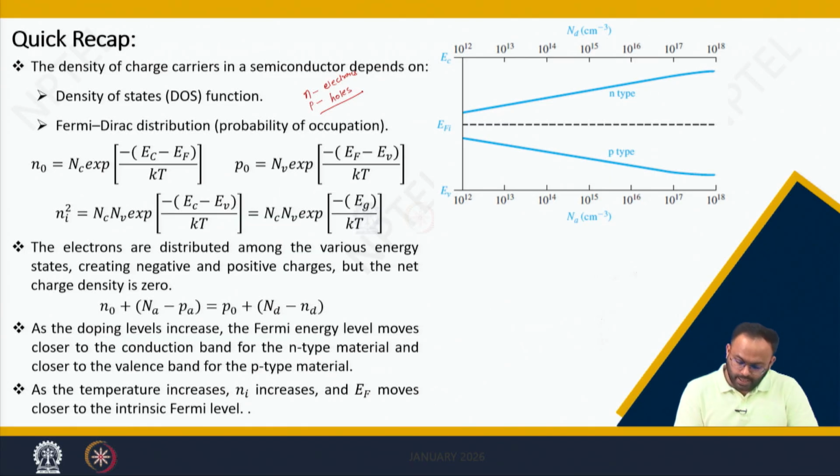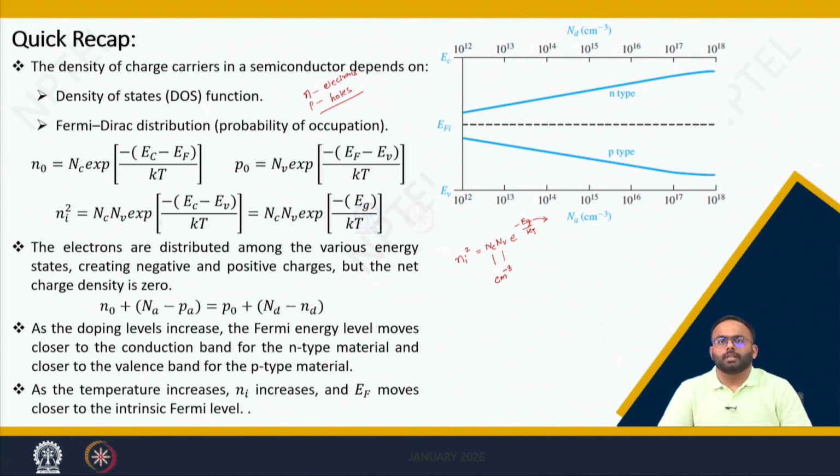We analyzed the intrinsic semiconductor, where we said that ni squared is nothing but Nc times Nv times exponential of minus Eg divided by kT, where Nc and Nv are the effective density of states in the conduction band and valence band respectively, with a unit of centimeter to the power of minus 3, where Eg is the band gap of silicon or any semiconductor, and kT is thermal energy. It means kT over q, which is phi t, is nothing but 26 milli electron volt, right.